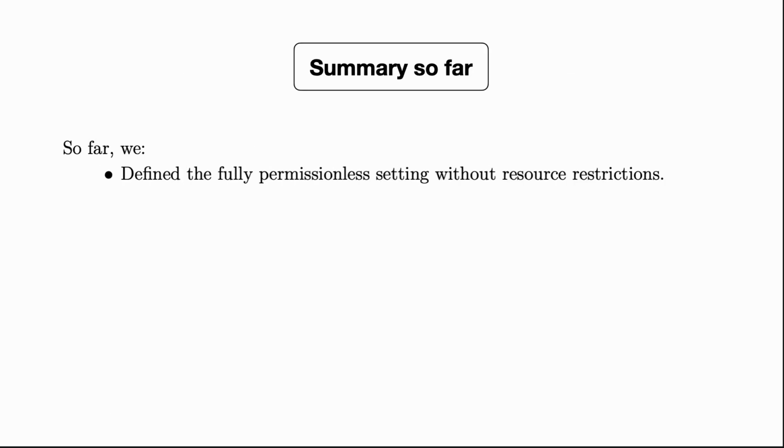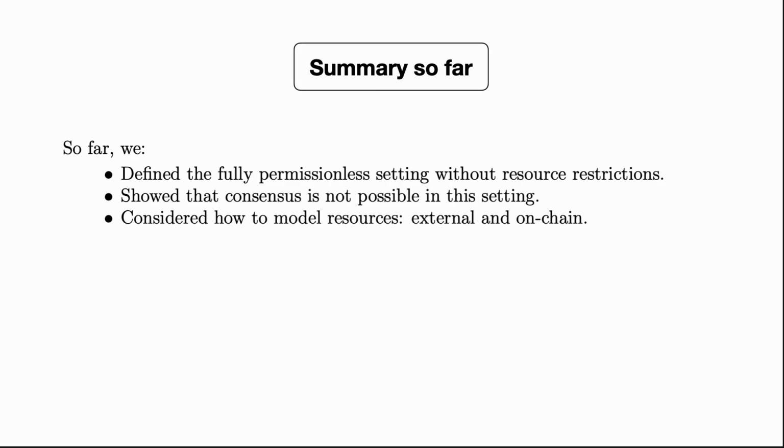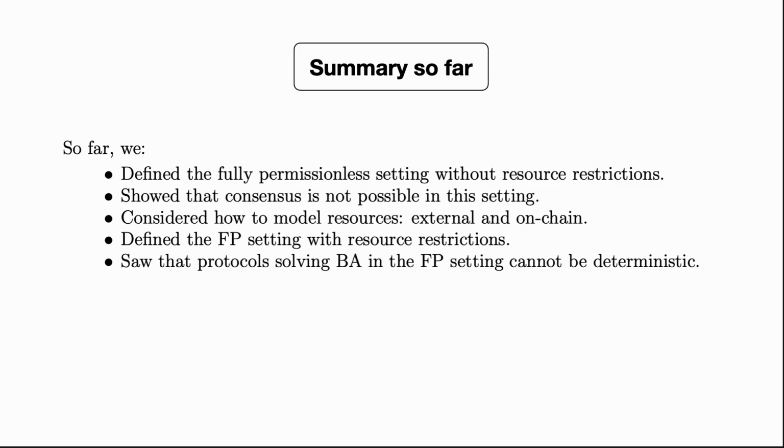Okay, so at this point, let's summarize where we've got so far, just to solidify everything. So far we defined the fully permissionless setting, first of all, without resource restrictions. And then we showed that consensus is not possible in that setting. That motivated the introduction of resources. So then what we did next is consider how to model resources. For us, resources are either external or on-chain. Once we set up a framework for talking about resources, we defined the fully permissionless setting with resource restrictions. And we saw a negative result showing that protocols solving Byzantine agreement in a fully permissionless setting cannot be deterministic. Though obviously we know that there are probabilistic protocols solving Byzantine agreement in a fully permissionless setting.